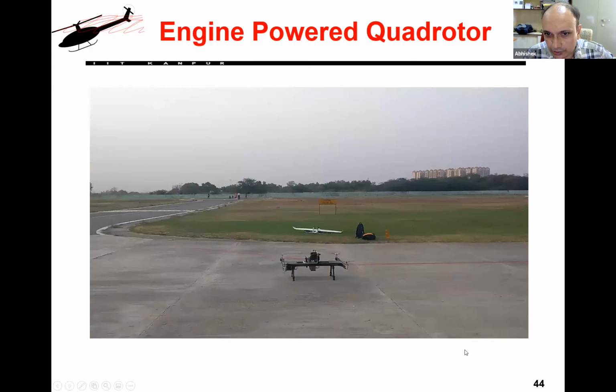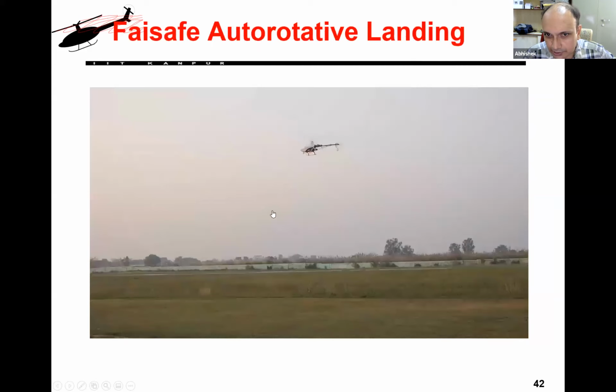Even this helicopter project has been funded by DRDO, and by the Department of Science and Technology, for different aspects of it. So several funding agencies have contributed towards its realization into a product.